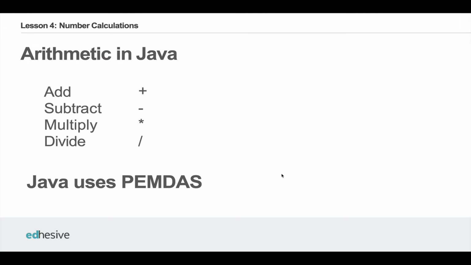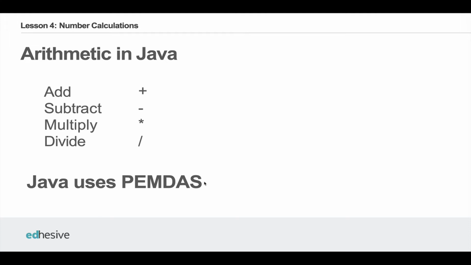So first of all, arithmetic in Java. Here are the symbols that you use: add, subtract. The multiplication symbol is the asterisk that's over the 8, or the star that's over the 8. And here's your division symbol. And Java uses PEMDAS. So if you remember that from 4th or 5th grade, please excuse my dear Aunt Sally, or parentheses, exponents, multiplication, division, addition, subtraction. It will do things in that order.